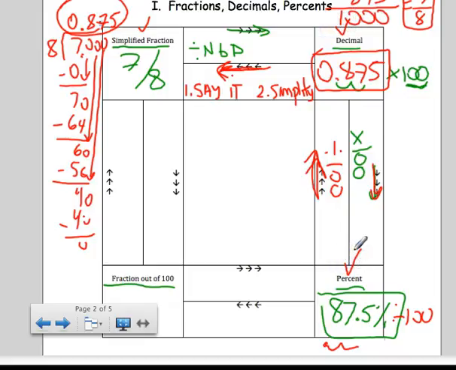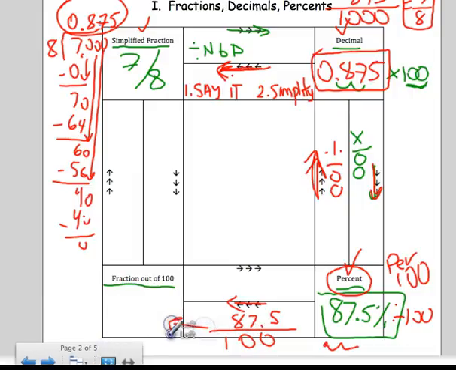Next step is to figure out how we go from this percent to a fraction out of 100. Pretty simple if you know that the meaning of percent means per cent, think of like a penny, per 100. So if I have per 100, 87.5% is really 87.5 over 100. That's our answer. All you need to know is the meaning of percent as per 100, and you're able to turn that percent to a fraction out of 100.